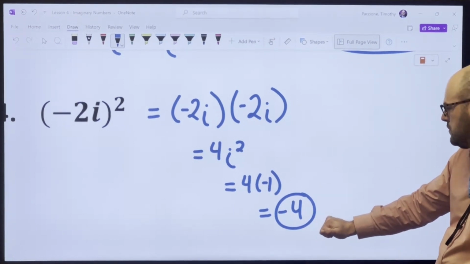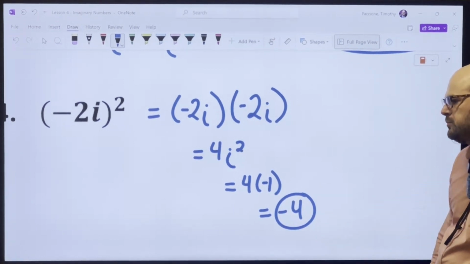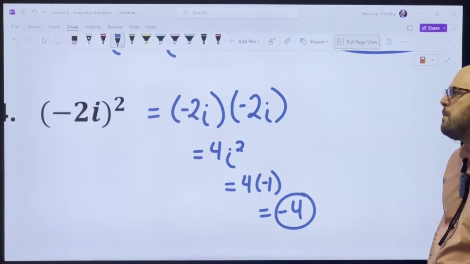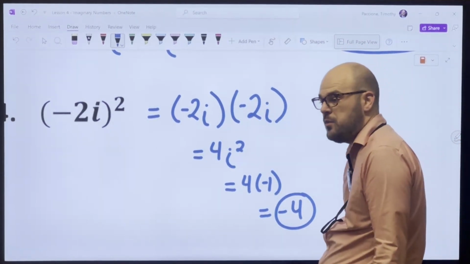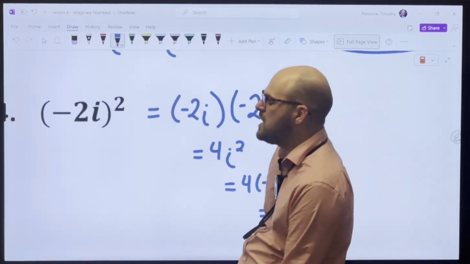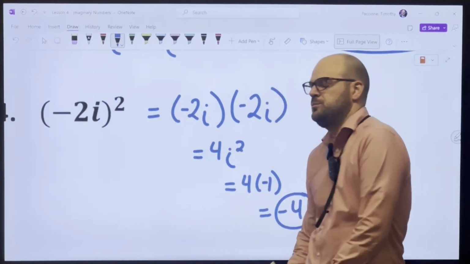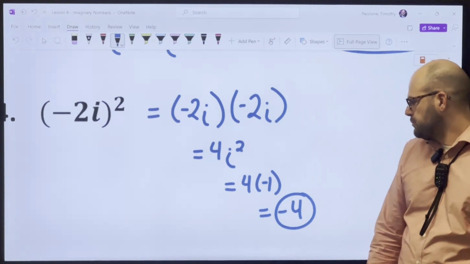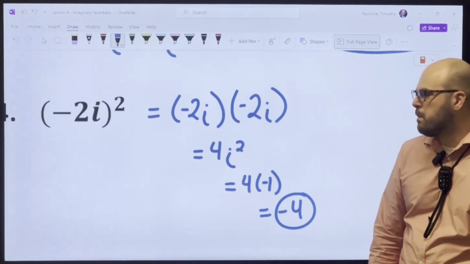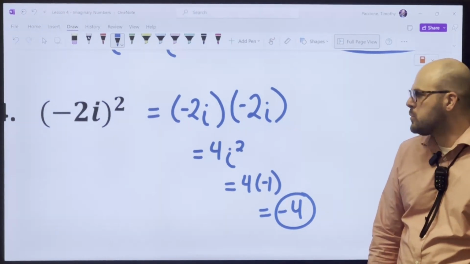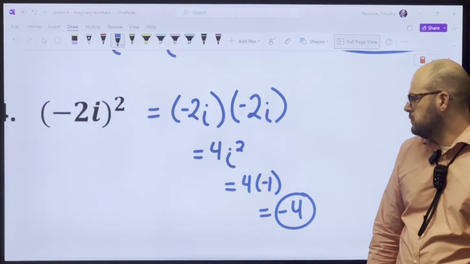Yes? We've gone through adding and subtracting and multiplying with i. Will we ever be dividing with i? In math, sure. But it's not going to come up in the quadratics unit. Yes, question? Can you re-explain everything from 4i squared?